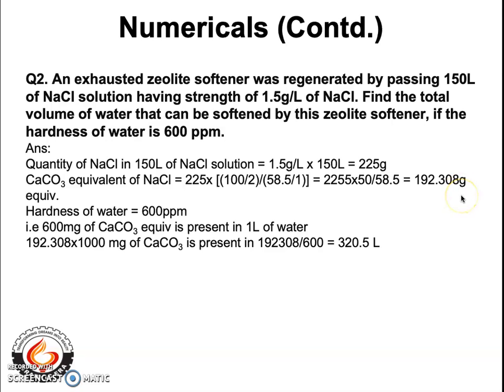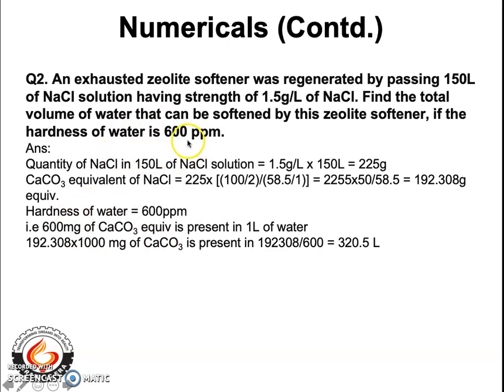So 192.308 gram equivalent, you have to convert it into milligram equivalent. So you have to multiply it into 1000. So it is 192.308 into 1000 will be the milligram calcium carbonate equivalent of the sodium chloride.